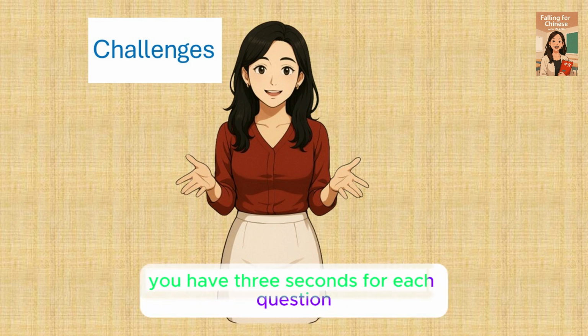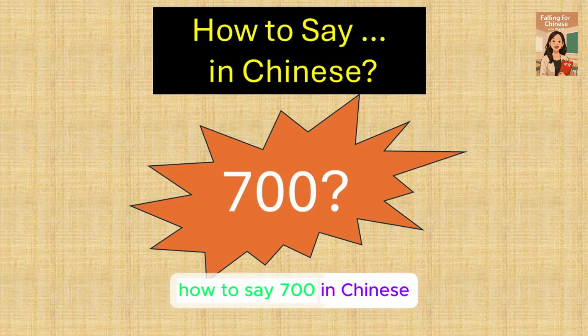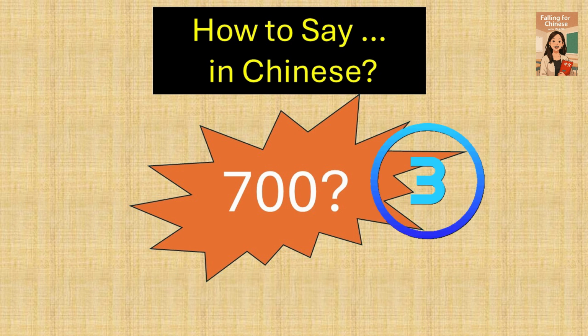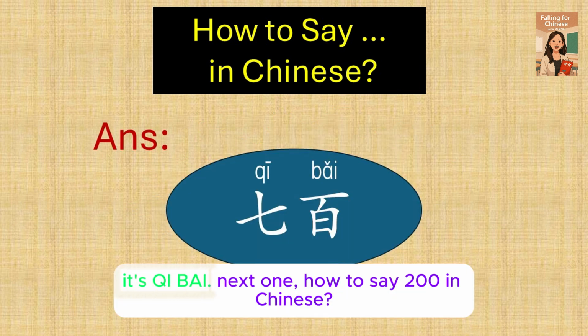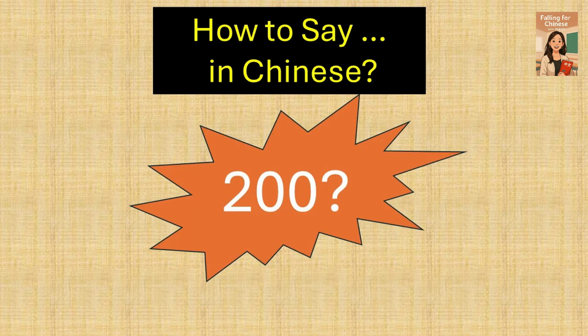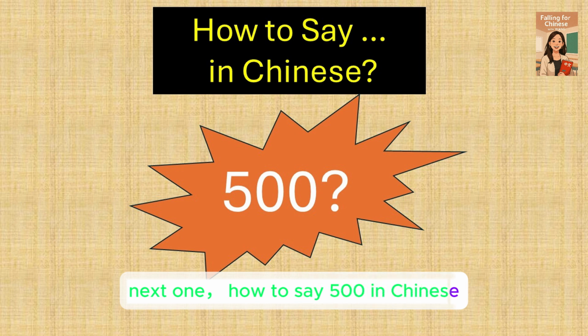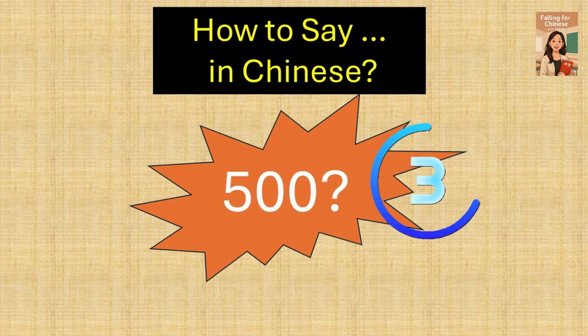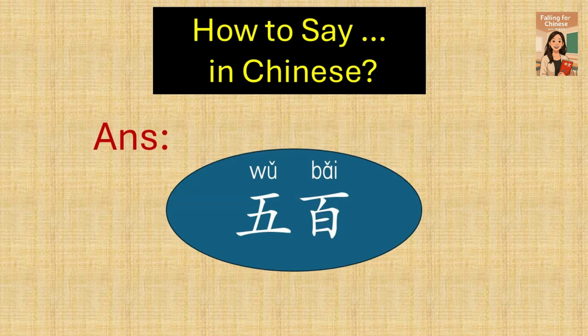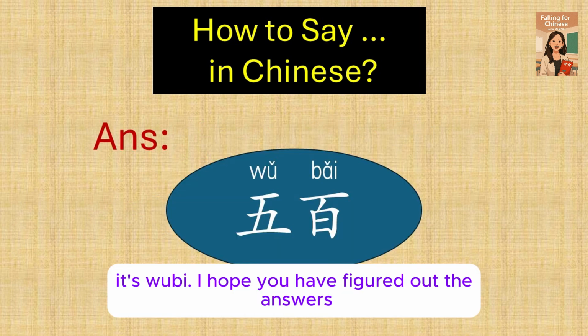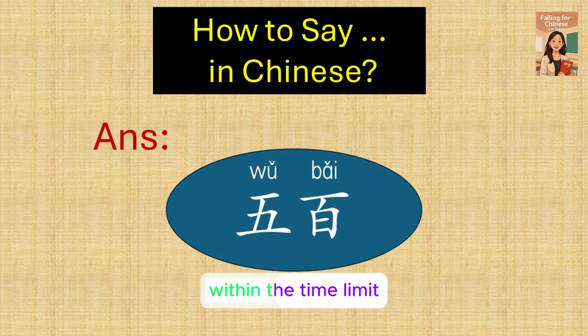You have 3 seconds for each question. How to say 700 in Chinese? It's 七百. Next one. How to say 200 in Chinese? It's 两百. Do you remember to use 两 instead? Next one. How to say 500 in Chinese? It's 五百. I hope you have figured out the answers within the time limit.